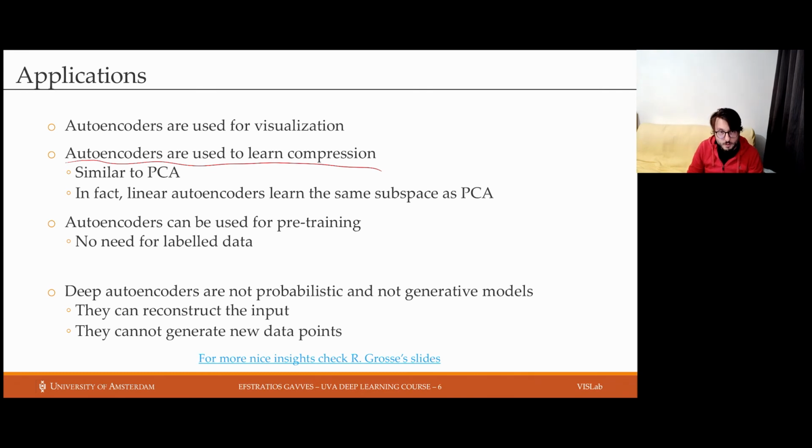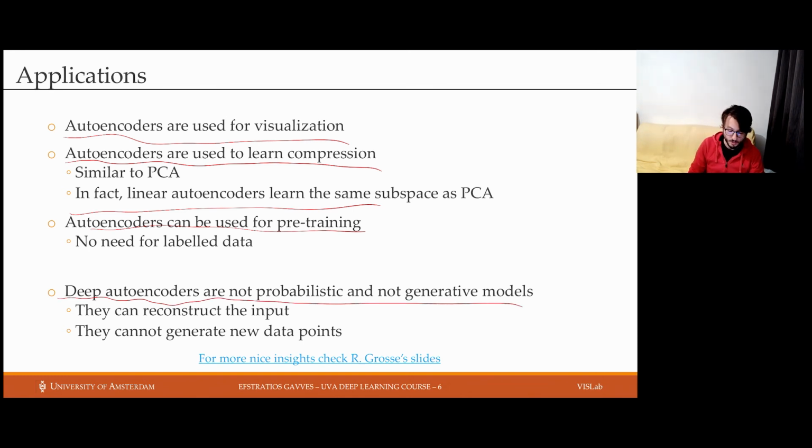autoencoders can be used to learn compression, and they can be shown to be very similar to PCA. In fact, they actually learn the same subspace like PCA, like principal component analysis. So in a way, linear autoencoders, that is autoencoders without non-linearity, basically provide the same solution like principal component analysis. Autoencoders can also be used for visualization as well as for pre-training, because we don't need label data to train an autoencoder.